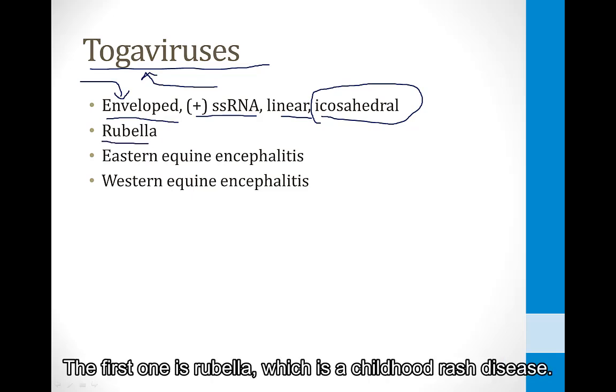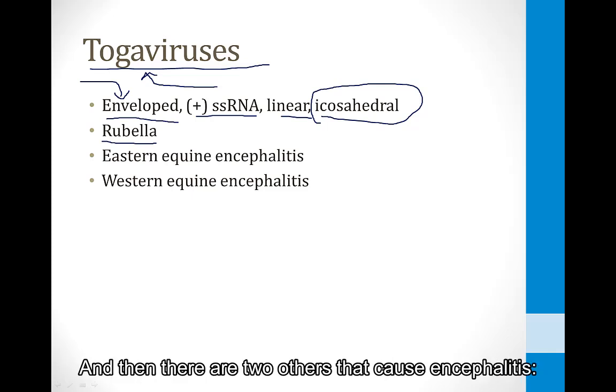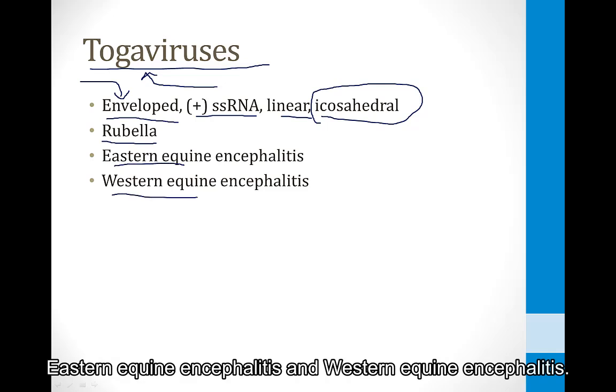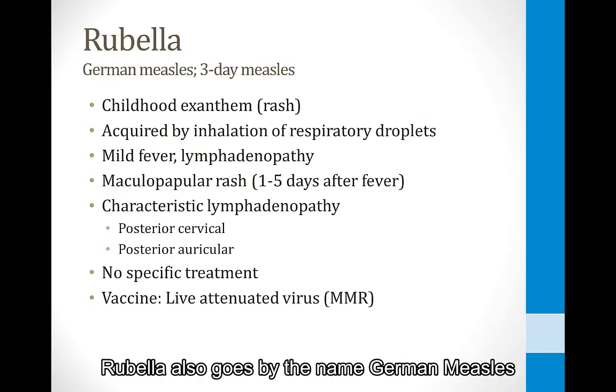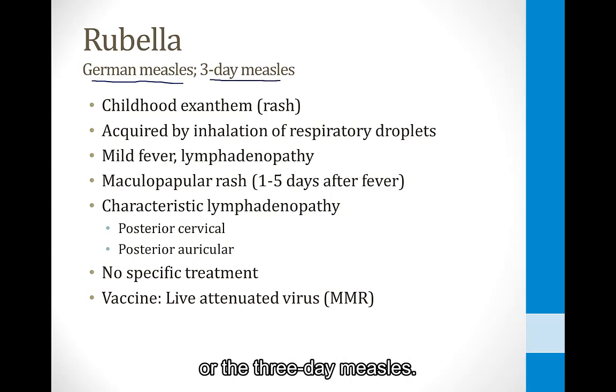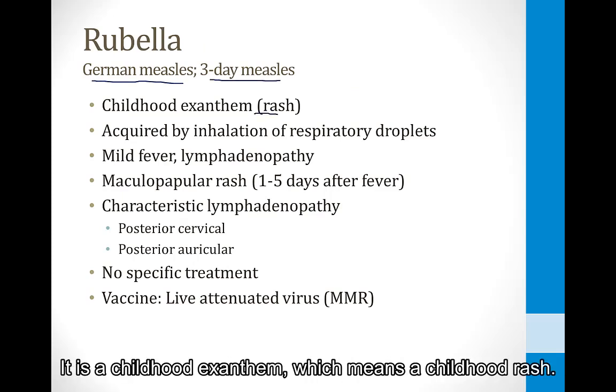The first one is rubella, which is a childhood rash disease, and then there are 2 others that cause encephalitis, eastern equine encephalitis and western equine encephalitis. Rubella also goes by the name German measles or the 3-day measles. It is a childhood exanthem, which means a childhood rash.